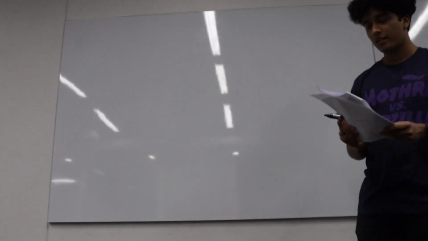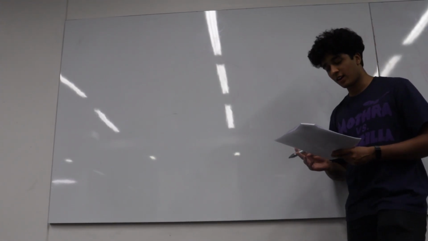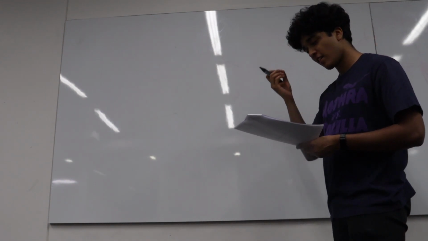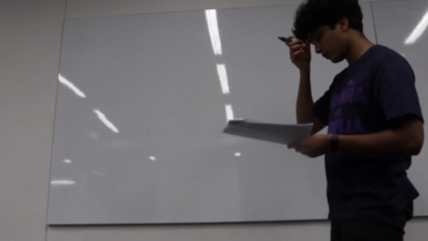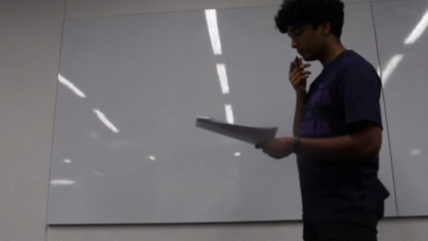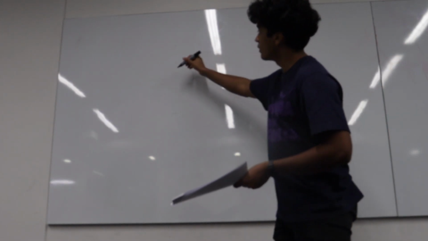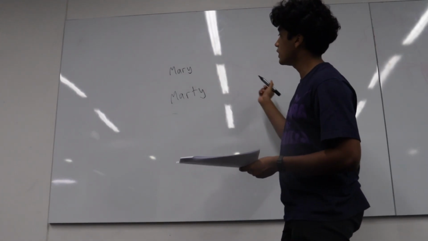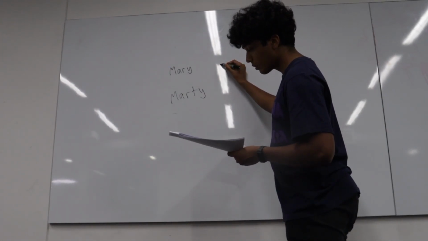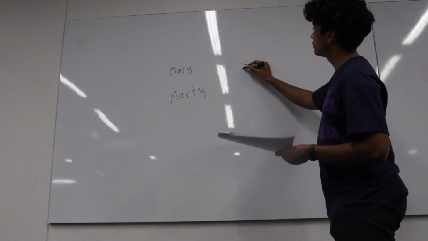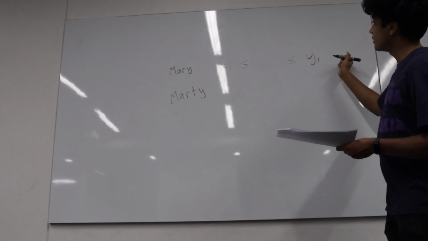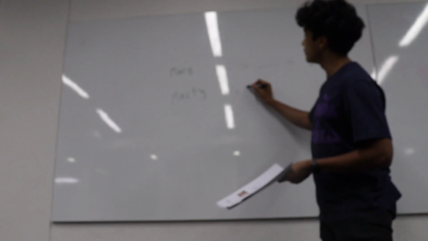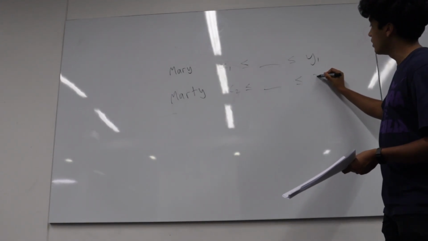Okay. Very inefficient solution, but it works within the bounds, so I just didn't want to overcomplicate it. So our n is within 100, so there's, how should I draw this? Okay, we have Mary and Marty, and this is the number of sushi that Mary can possibly eat, and this is the amount of sushi that Marty can possibly eat.